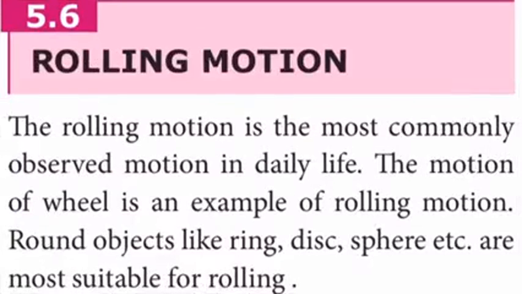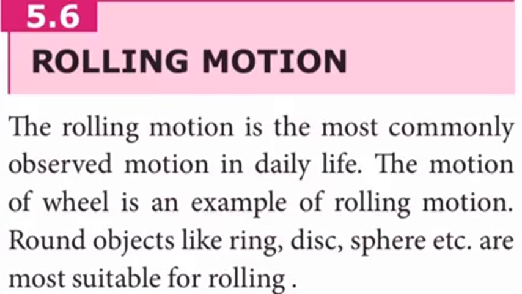Next, we are going to discuss the third type of motion, which is rolling motion. So already we discussed translational motion and rotational motion. So what is rolling motion? Rolling motion is nothing but the combination of both the translational and the rotational motion. Now see the definition.